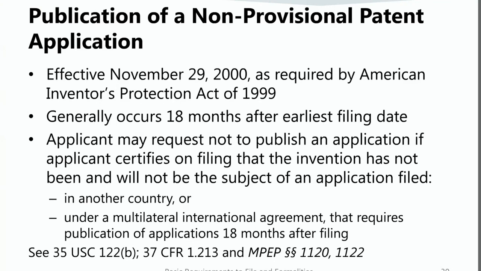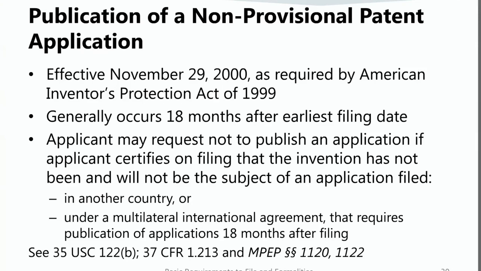Patent applications are published generally within 18 months unless applicant requests not to publish. The request not to publish must certify that the invention has not been and will not be the subject of either an application filed in another country or an application filed under a multilateral international agreement that requires publication of applications 18 months after filing.